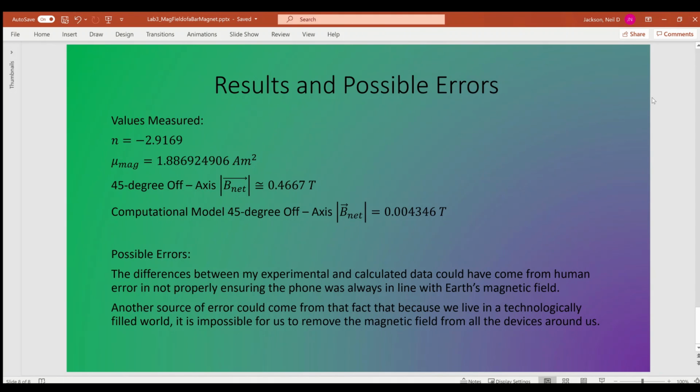in the lab that could have contributed to this difference of values could be human error and not properly ensuring the phone was always in line with the Earth's field. Another source of this could just come from the fact that we live in a very technologically advanced world, and it's kind of impossible for us to remove every single form of the magnetic field from everything around us.